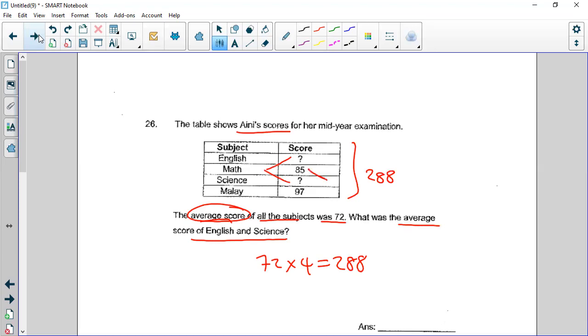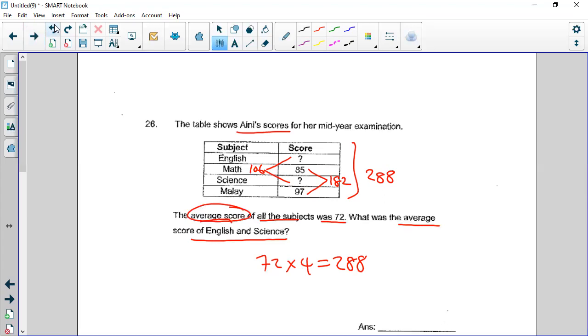You just have to add up the math and the Malay. So 85 plus 97, you will get 182. And then you take the grand total, which is 288, and you minus 182, you will get the total of the other 2 subjects, which is 106. So when you put your numbers onto the diagram, it helps you to see more clearly.